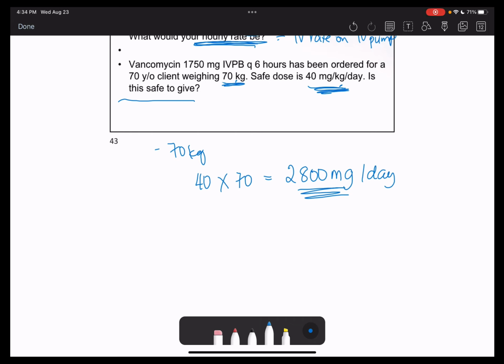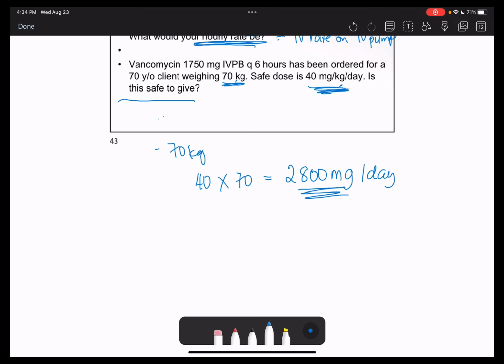All right, the question is, is this safe for the patient? But if you're looking at the order, it tells you how much you're giving every 6 hours. So how do I know how much I will give in a 24-hour period? Well, this is pretty straightforward. Think about it. There's 24 hours in a day, right? So in 24 hours, how many 6-hour intervals do you need? It would be 4.